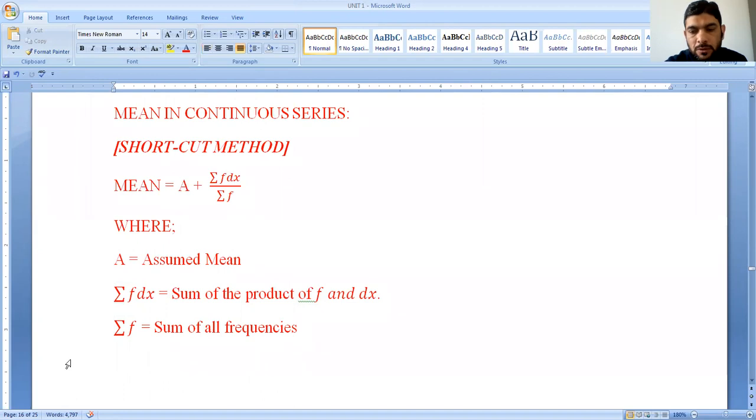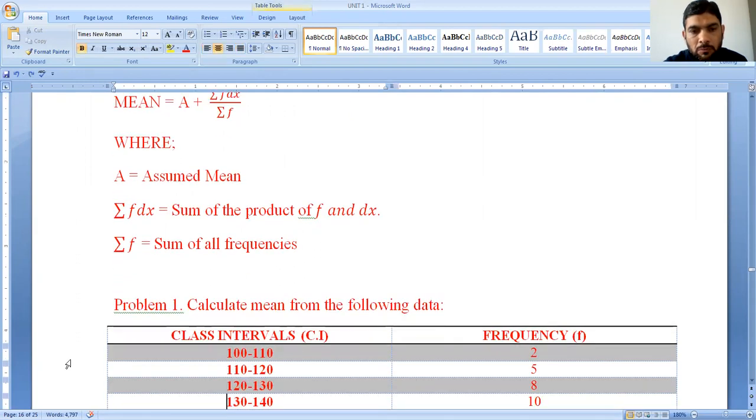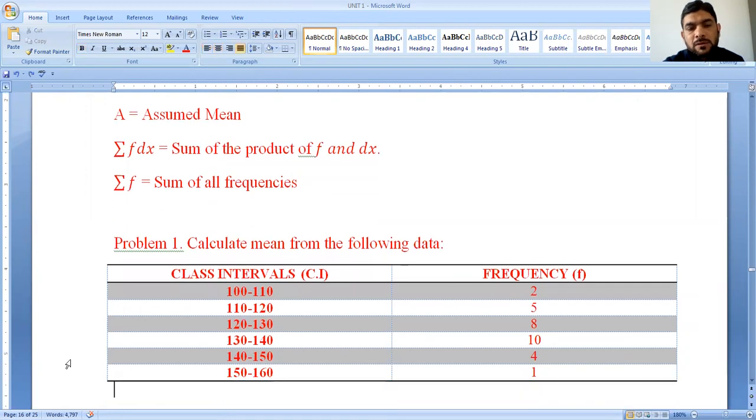We are having a question related to this method. Problem number 1. Calculate mean from the following data. Data is given here. Class intervals are 100 to 110, 110 to 120, 120 to 130, 130 to 140, 140 to 150, and 150 to 160. Respective frequencies are given over here. For the first class interval it is 2, second it is 5, for the third class interval it is 8, 10, 4, and for the last class interval, 150 to 160, it is 1. 1 is the frequency for the last one.